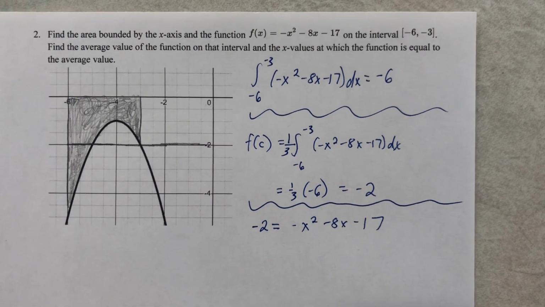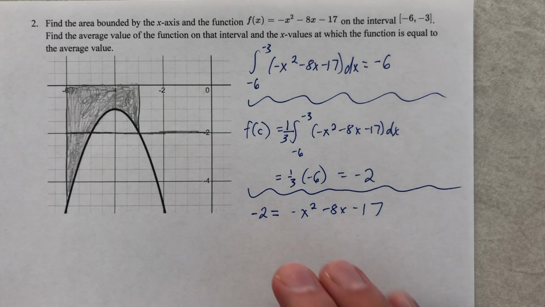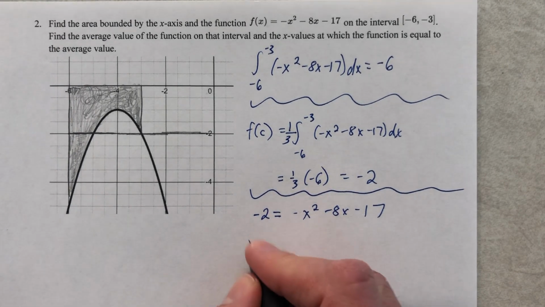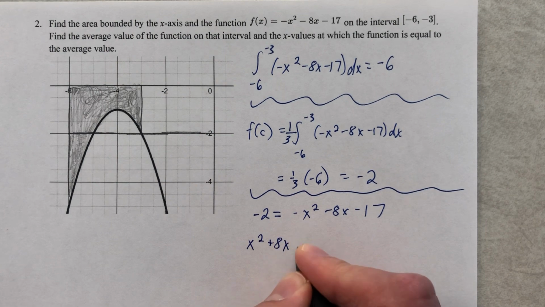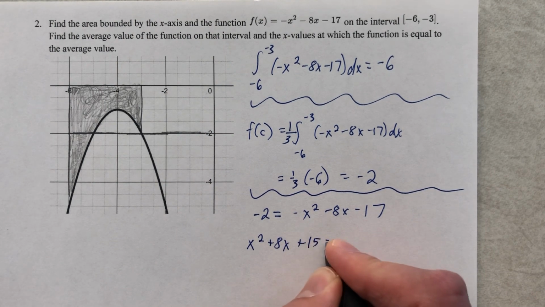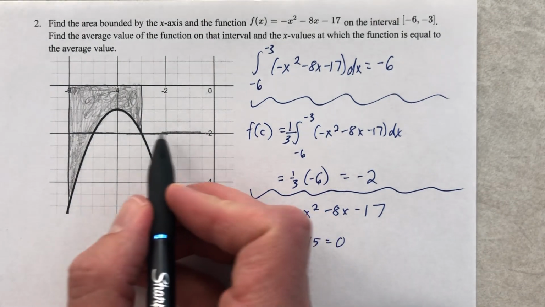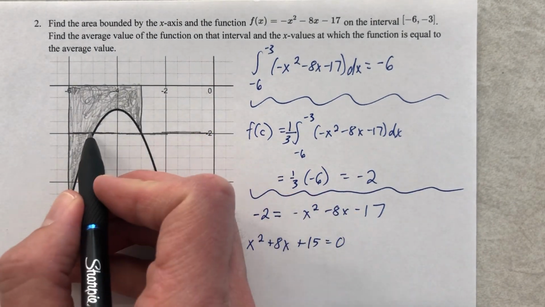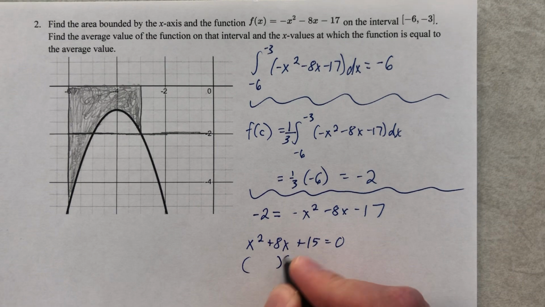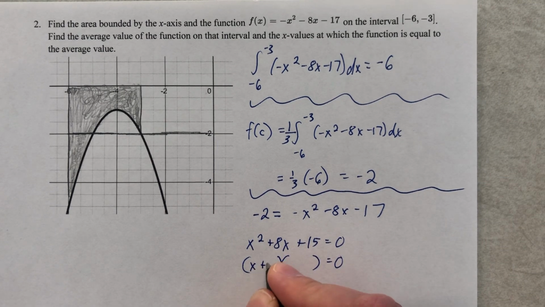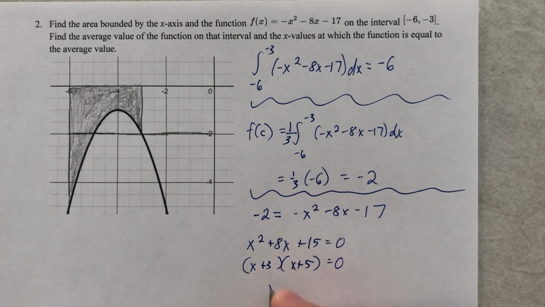At this point, we're just moving things to one side, factoring. I'm going to move everything to this side to make it positive. x² plus 8x plus 15 equals 0. And you can kind of tell where it is graphically. So here, -3. Here, -5. We're about to prove it. x plus 3, x plus 5. x is -3, x is -5.